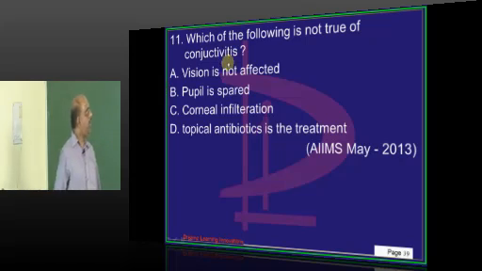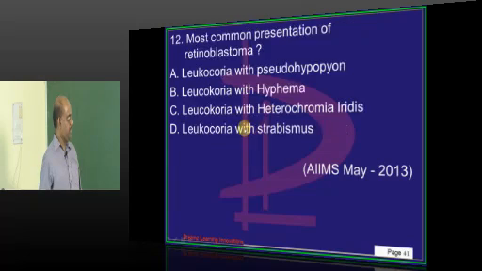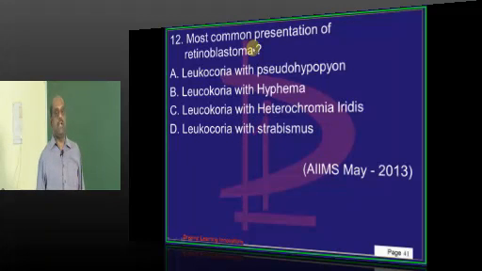Then what is not true about conjunctivitis? Keratoconjunctivitis versus conjunctivitis, the difference is infiltration to the cornea. Otherwise, the remaining things are all true statements. Most common presentation of retinoblastoma. This we discussed many times. What is your answer, doctor?